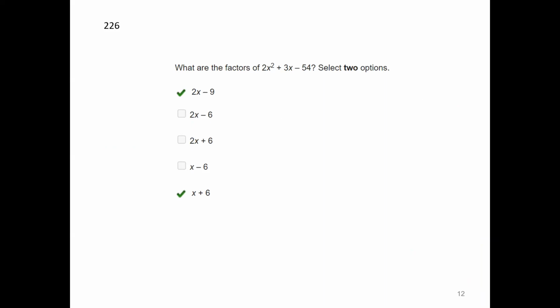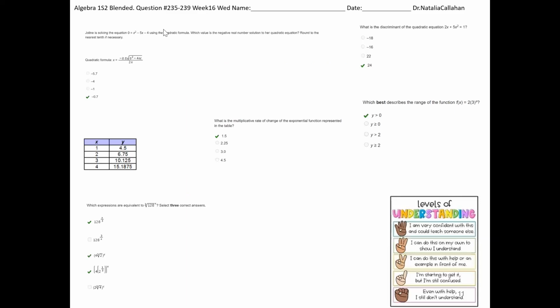All right, so what factors of this? Select 2 different options. Oh, didn't we go over this one yesterday? I think we did. Wait. Week 16 Wednesday. Wait a second. Oh, hold on a second. Something is not, hold on. We'll figure it out.